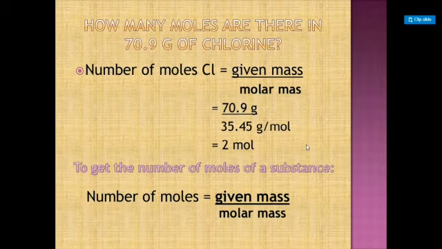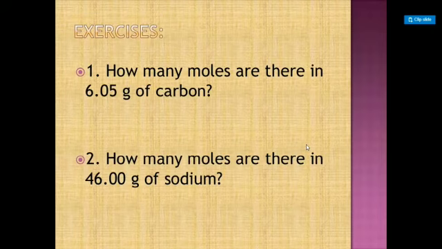Now, another calculation, of moles. How many moles are there in 70.9 gram of chlorine? Number of moles is equal to given mass upon molar mass. Given mass is 70.9 and molar mass is 35.45, so it is equal to 2 moles. To get the number of moles of a substance, use this formula: number of moles is equal to given mass upon molar mass.